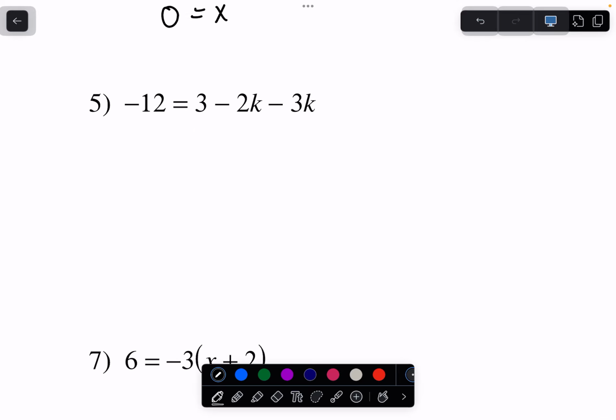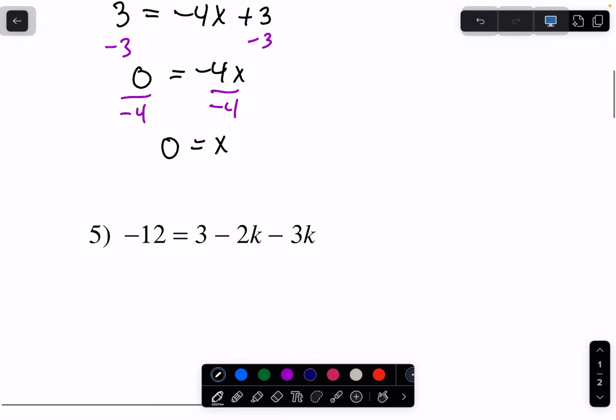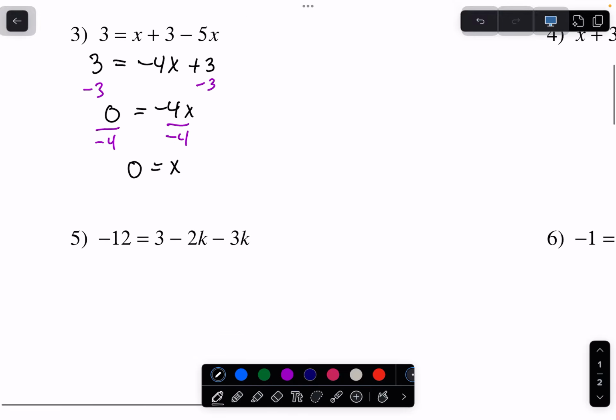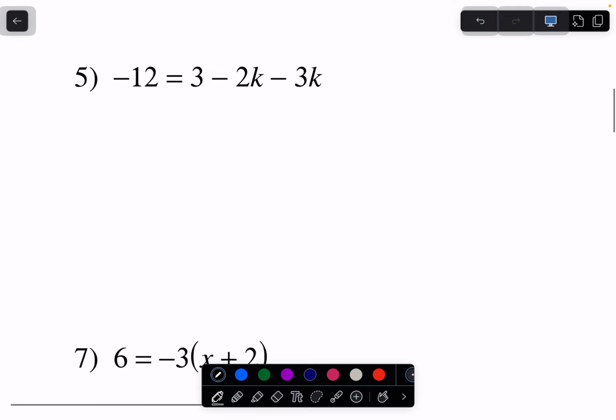Same kind of thing that I noticed in number 3, that our left side was just a number and our right side needed fixed a little. I noticed that same thing is happening with number 5. So these two terms right here are like terms. So we can put those together. So anytime we can simplify a little bit, that's always a good idea.